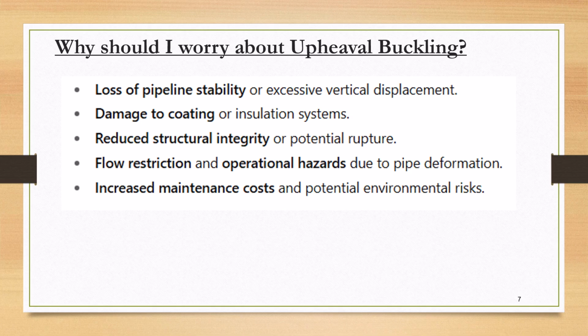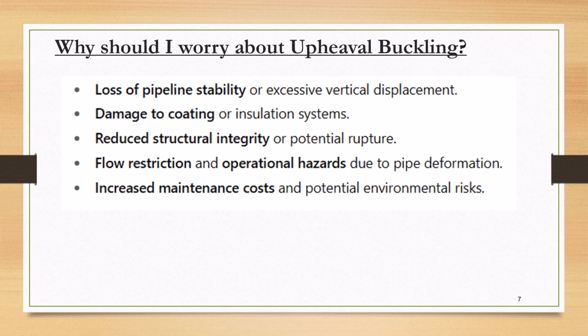A pipeline that buckles and rises towards the surface may become exposed or come closer to the ground surface. This exposure can lead to mechanical damage from vehicles, machinery or erosion, loss of protective soil cover, reducing thermal and mechanical stability, and increased risk of corrosion if coating and cathodic protection systems are damaged.